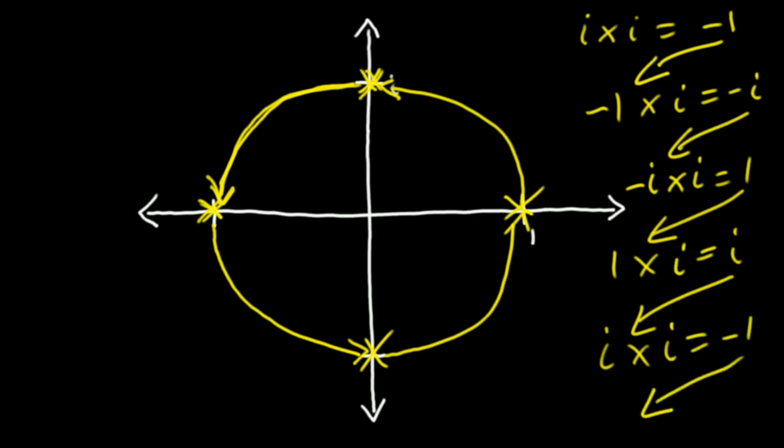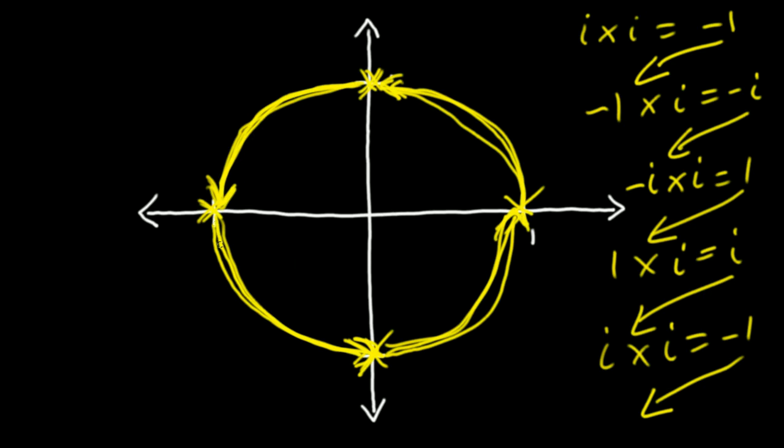What if we were to take that result and, okay, you see what we're going to do here. We're going to keep going around the unit circle, around and around. Every time we multiply by i, we go around another quarter of a turn, and this can keep going forever.